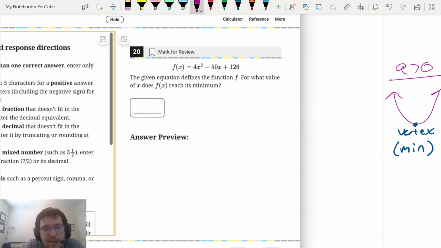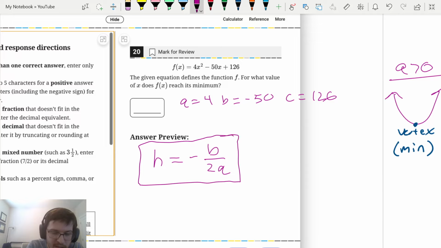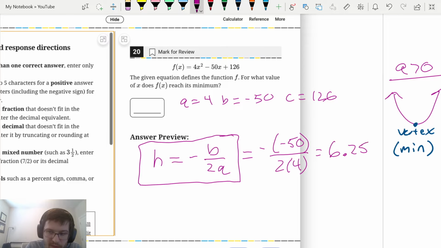So here's what I always do. I always write down a equals 4, b equals -50, and c equals 126. The equation you have to know is h equals -b over 2a. So h, which is the x-coordinate of the vertex, is -b over 2a. So we get -50 over 2 times 4, and that is 6.25. And that's the answer. So you could stop there.